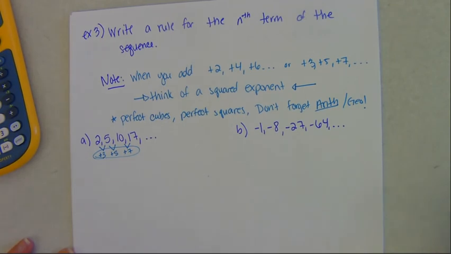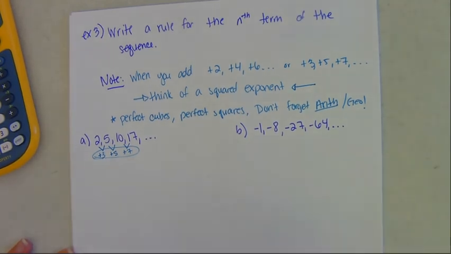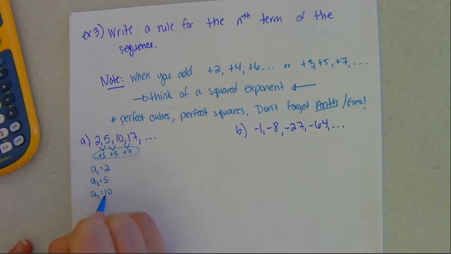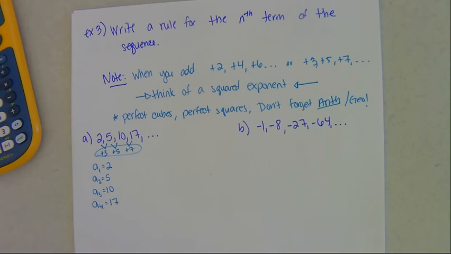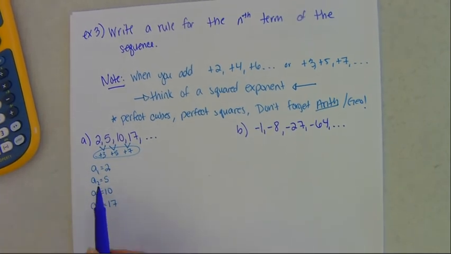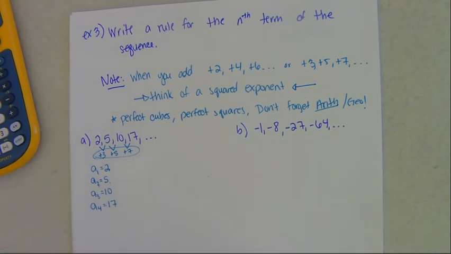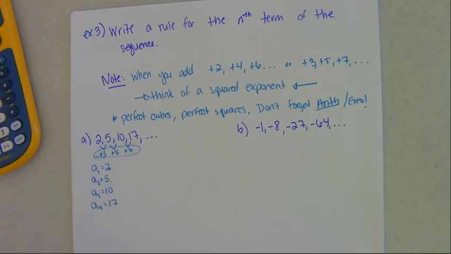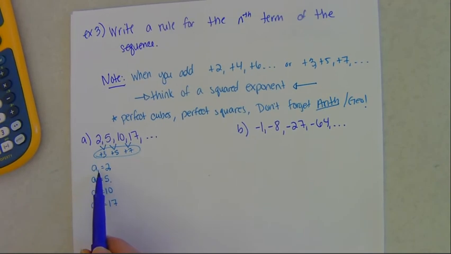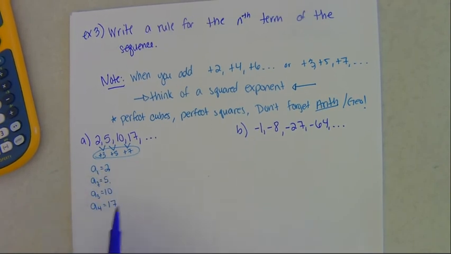So sometimes I think it helps us if we write out that a sub 1 equals 2, and a sub 2 equals 5, and a sub 3 equals 10, and a sub 4 equals 17. And sometimes it's helpful to look and compare the term number to the actual term. Sometimes it's helpful to think about that. Okay, so we're thinking about perfect squares. We're thinking about the n value and the actual term, and how they're comparing.